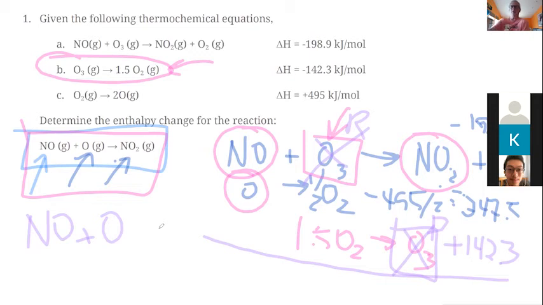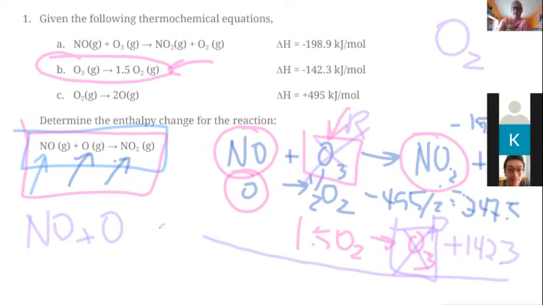I got O2. Now remember, there's no O2 in the final reaction. So my O2 has to be balanced on both sides. Is it balanced on both sides? I would argue it is. Have a look at how much oxygen is a product and how much oxygen is a reactant.